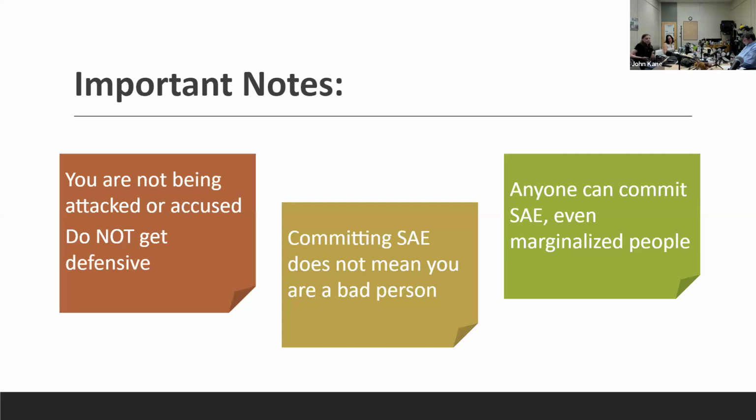So the important things to remember right off the bat, if someone comes to you and is saying that you committed an SAE, keep in mind that they're not attacking you or accusing you. You don't need to get defensive. It doesn't mean that you're a bad person, because literally everyone does it. And even if you're a marginalized person, or even if it's a marginalized social identity that you have, you can still commit that SAE. So don't use that as an excuse to say, well, I couldn't have said that because of this. You did say it, you did something wrong, but that's okay. It doesn't make you horrible. It just means that there's still room for you to grow. We all still have room to grow. So it's a good opportunity to learn about something that maybe you didn't know before, or a weakness that you have, and improve on it for the future.